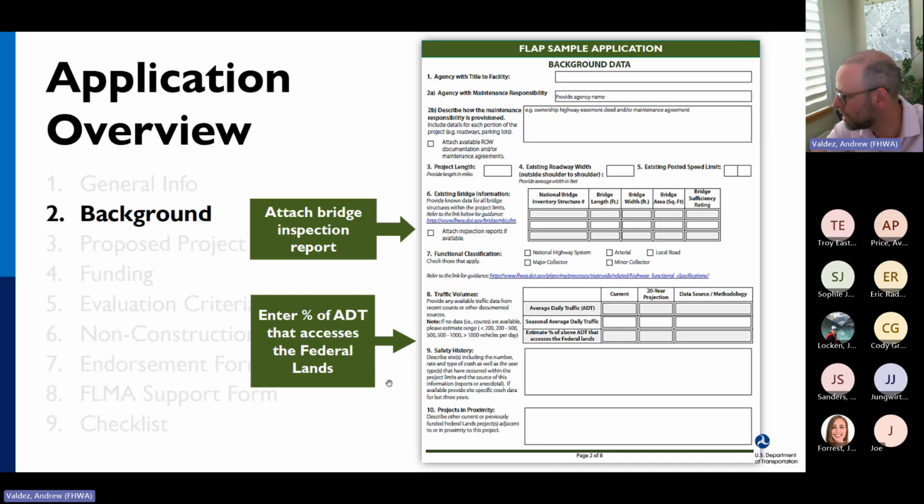And box 10 here is where you would indicate if there's an FLTP project in proximity. So again, get with the local rangers or park superintendents to see if there's any of those in the area.